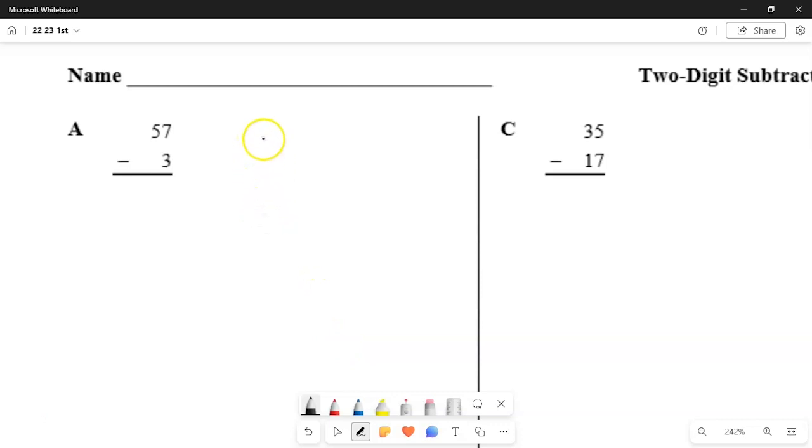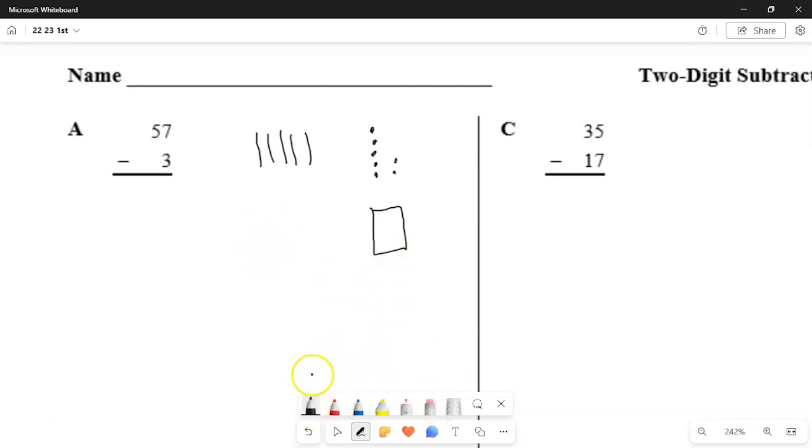If I'm drawing 57, that'd be 10, 20, 30, 40, 50, and then 1, 2, 3, 4, 5, 6, 7. So I have 5 tens and a column of 7 ones. If I'm subtracting 3 from that, that's a pretty simple math problem. We usually use our index cards down here when we subtract, and we don't need to draw anything there because we don't have any tens to take away, do we?